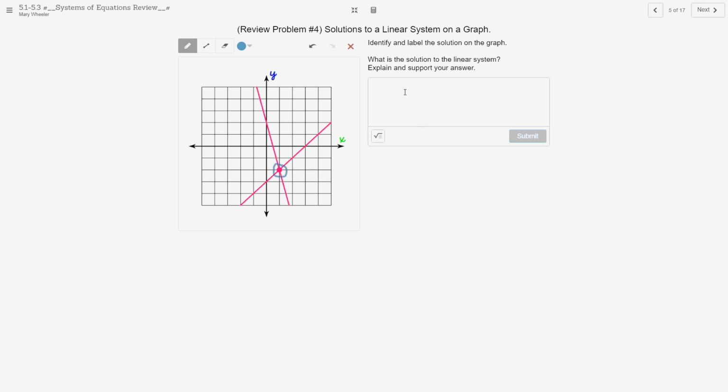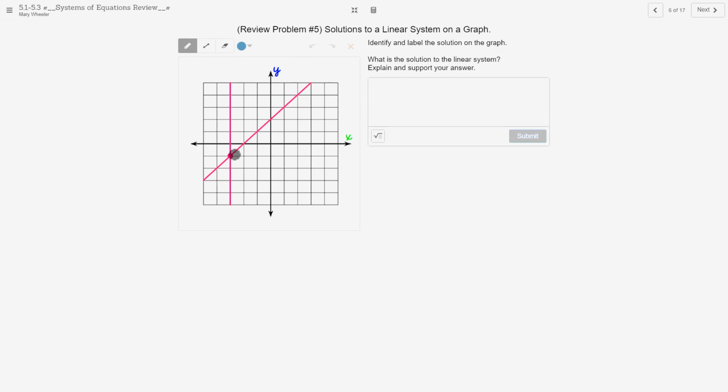Alright, on this one, identify and label the solution. Well, there it is. And that is going to be (1, -2). Make sure I put those in parentheses. That is where the lines intersect. Submit that. Here is my solution. That is 1, 2, 3, negative 3. And then I'm going down 1. And that's where the lines intersect.